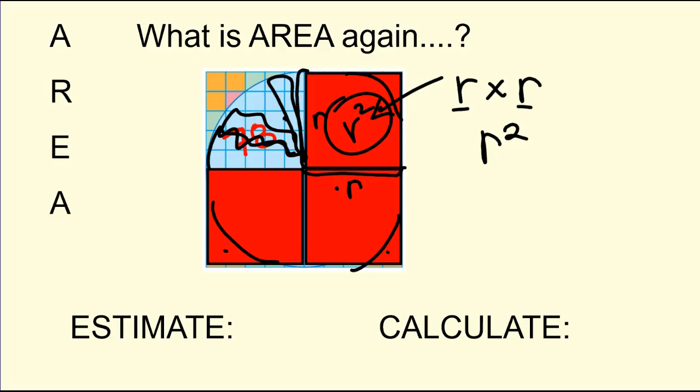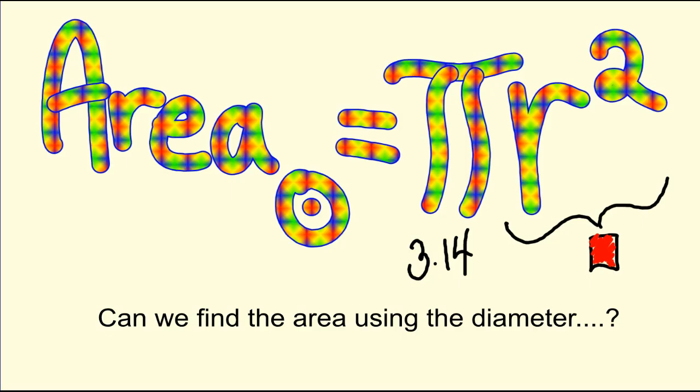If I said, how many of these red boxes does it take to cover the blue circle? You might think of this number, pi again, right? It would take pi, 3.14, of the red boxes to cover the circle. So pi comes back again when we talk about area. Okay, write this formula down.